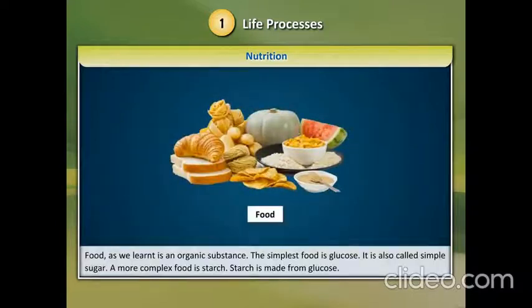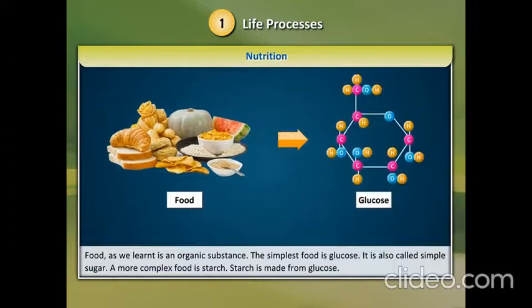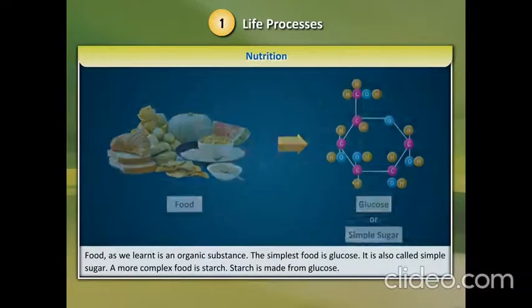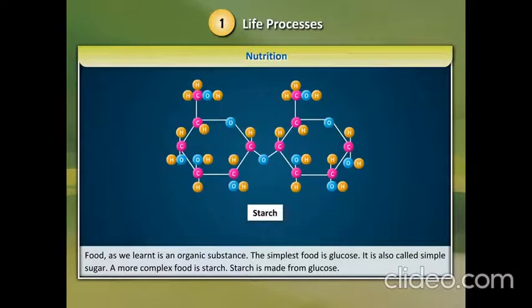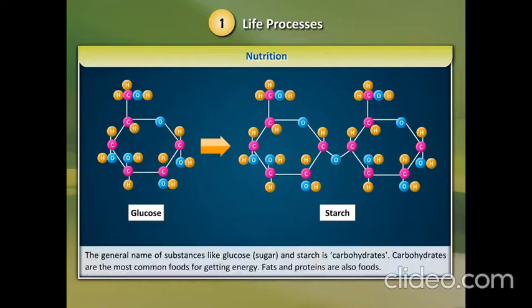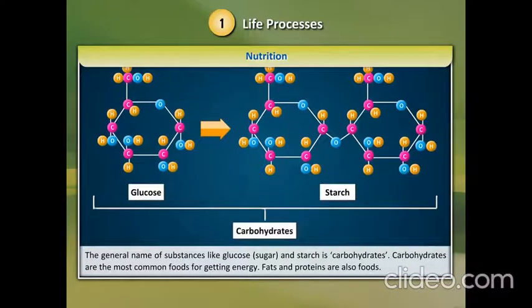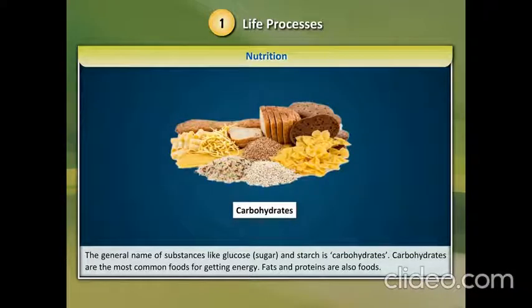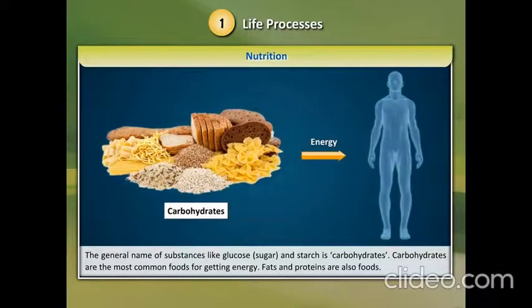Nutrition. Food, as we learnt, is an organic substance. The simplest food is glucose. It is also called simple sugar. A more complex food is starch. Starch is made from glucose. The general name of substances like glucose, sugar, and starch is carbohydrates. Carbohydrates are the most common foods for getting energy.